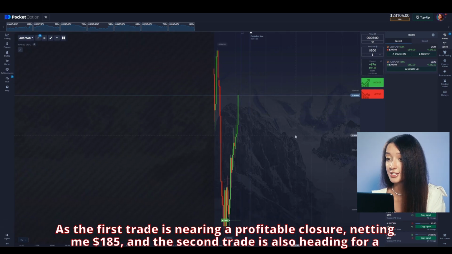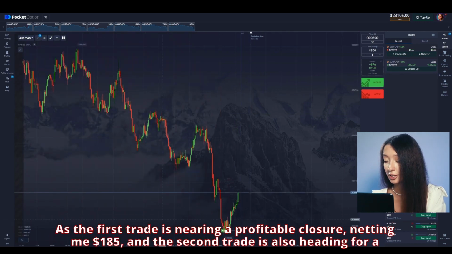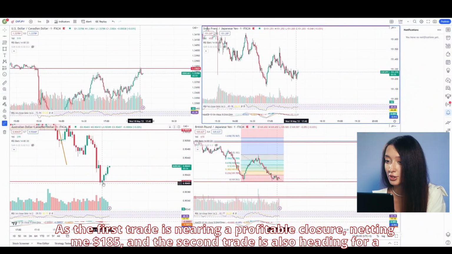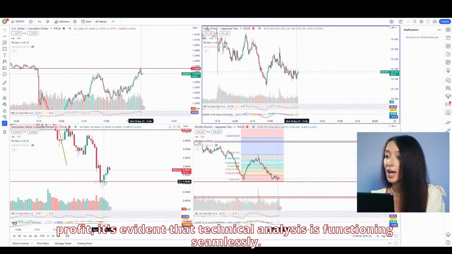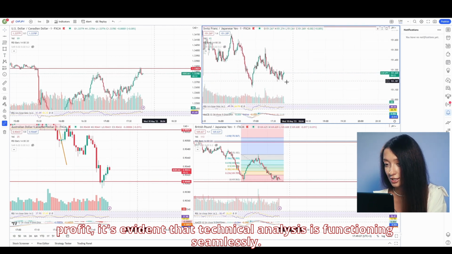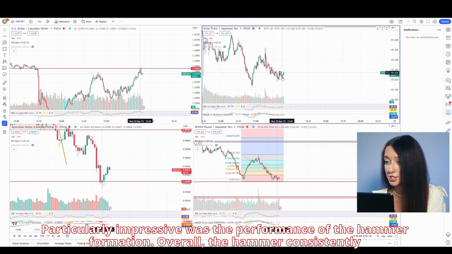As the first trade is nearing a profitable closure, at about $185, and the second trade is also heading for a profit, it's clear that technical analysis is functioning seamlessly. Particularly impressive was the performance of the hammer formation.